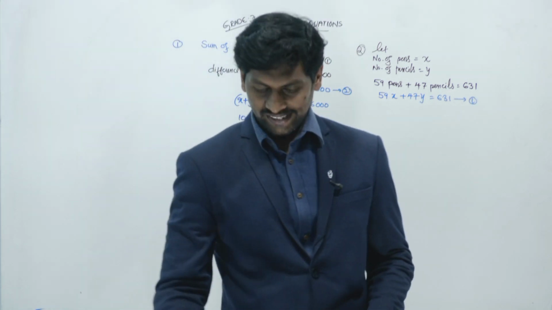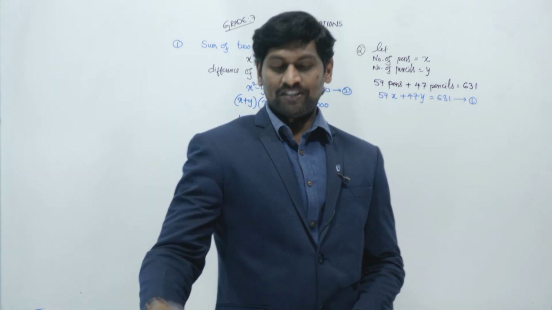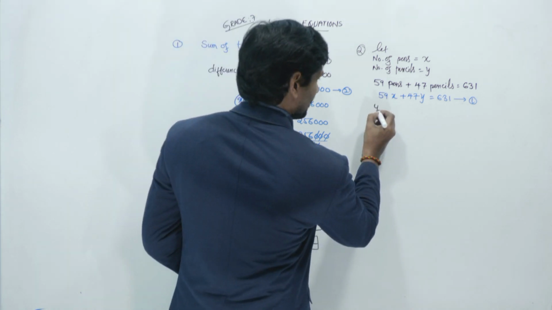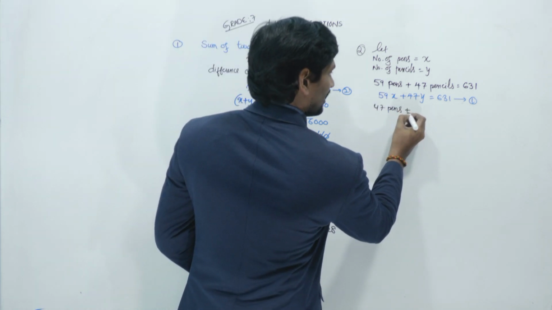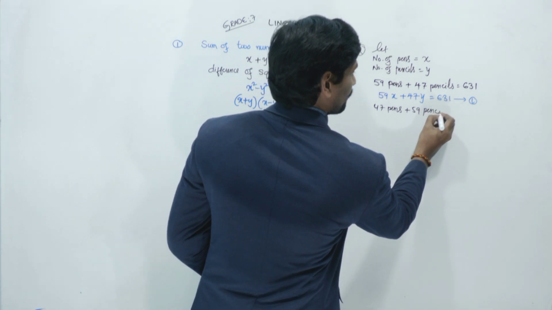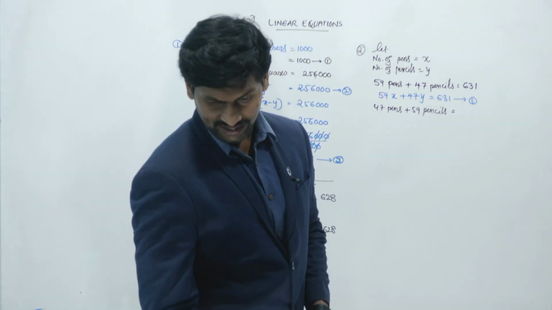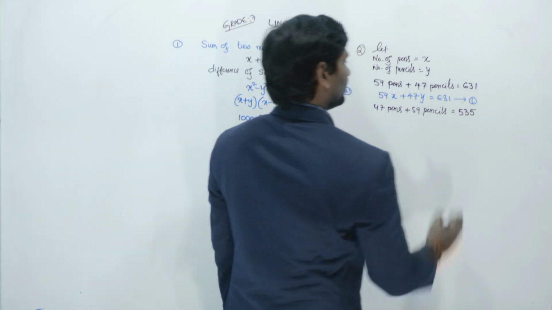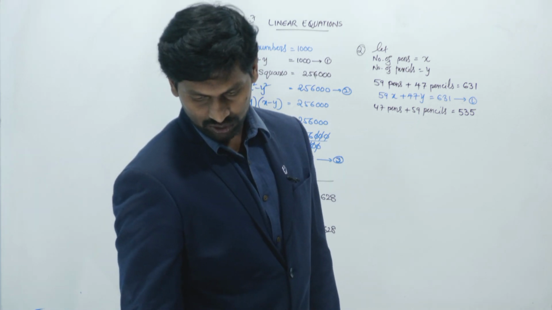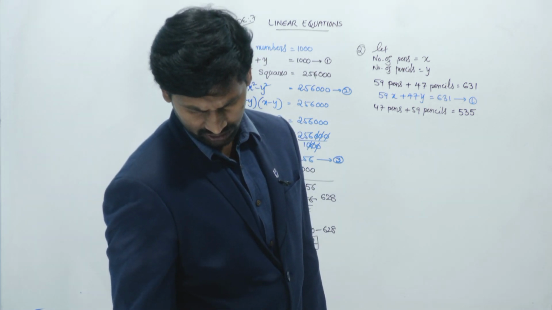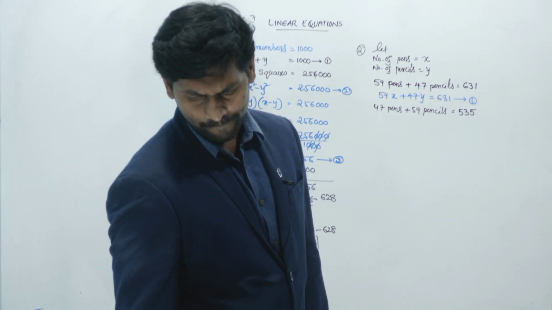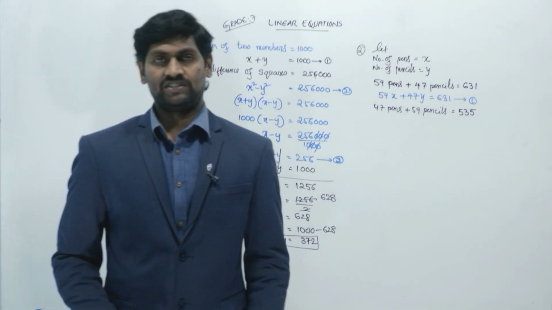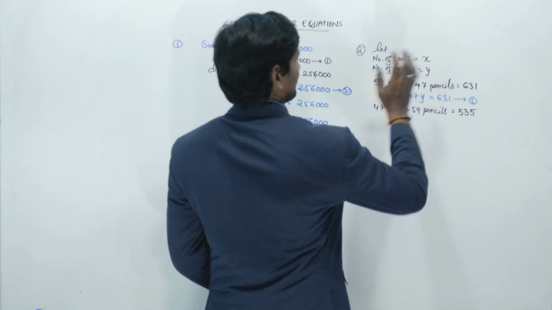Okay, let us go to the second statement. 47 pens and 59 pencils, and its cost is given as 535. Okay? So we need to find out the cost of a pen and the cost of a pencil. One pen cost, one pencil cost. So one pen is nothing but x.